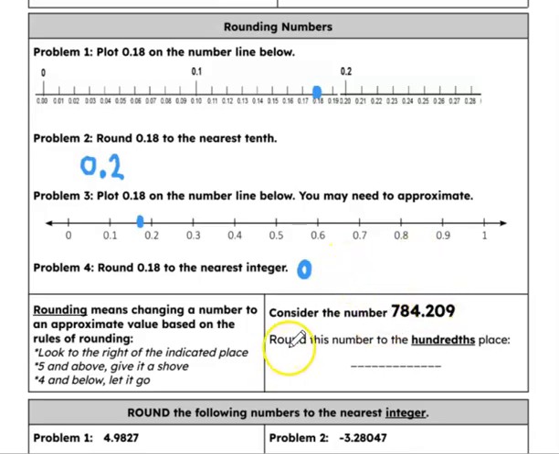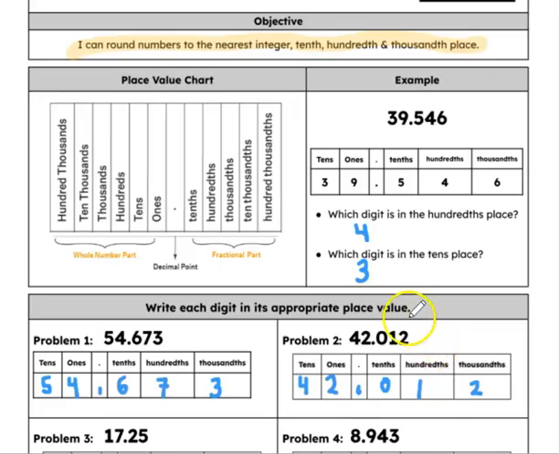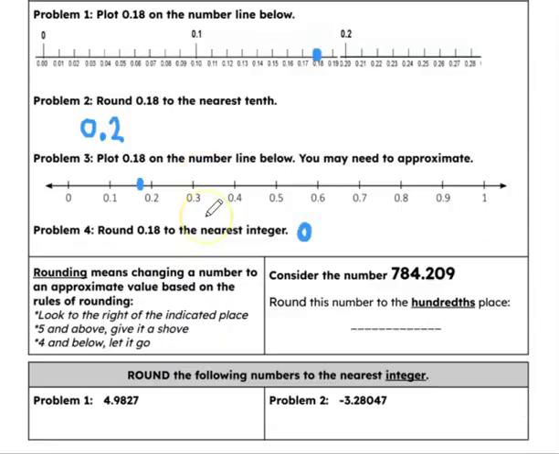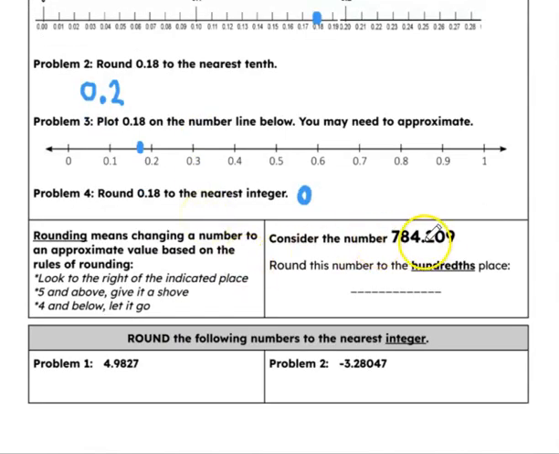748.209. Round this number to the hundredth place. The first thing we want to do is identify the hundredth place. If you forget, you can scroll up to your first page. The hundredth place is 2 numbers after the decimal point. So 2 numbers after the decimal point is the 0. Let me underline it. So that is our indicated place. Now what we want to do is look at the number to the right of it, which is the 9.